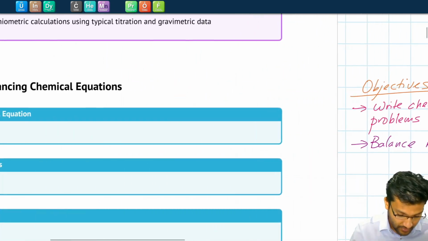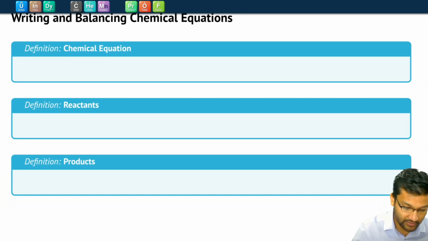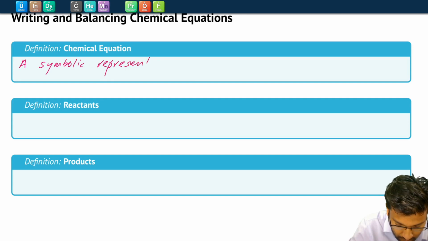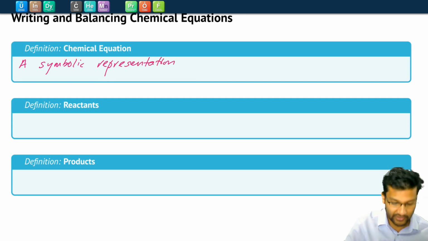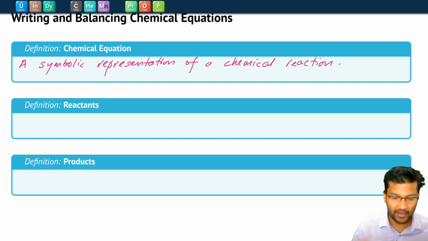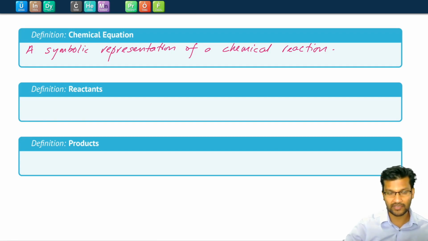Let's get started. Before we can balance chemical equations, you might be asking yourself, what is a chemical equation? Well, a chemical equation is simply a symbolic representation of a chemical reaction. As I've mentioned many times over the course of this semester, oftentimes before we can study things, we need to be able to represent them and write them down in ways that we can easily understand. And so a chemical equation is simply a representation written down on a piece of paper of a chemical reaction.